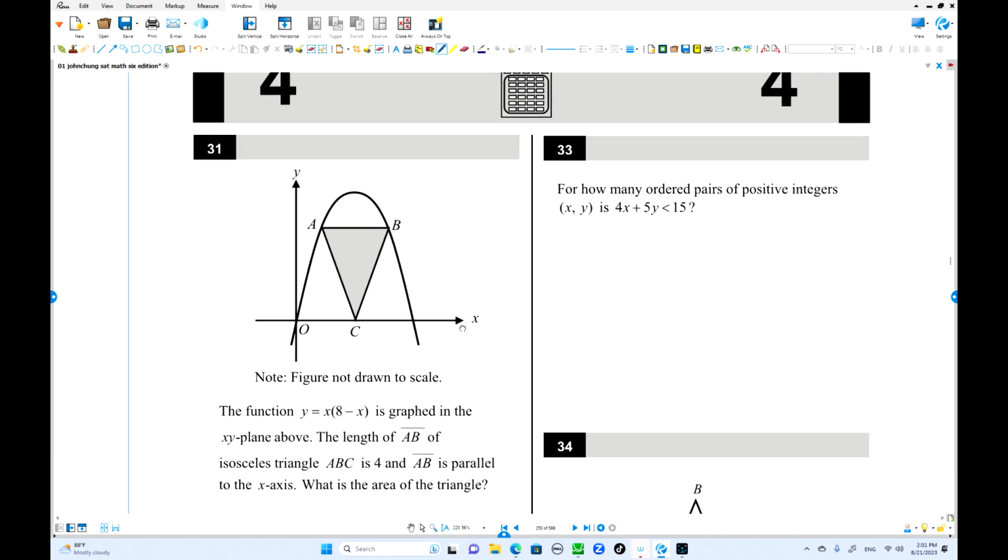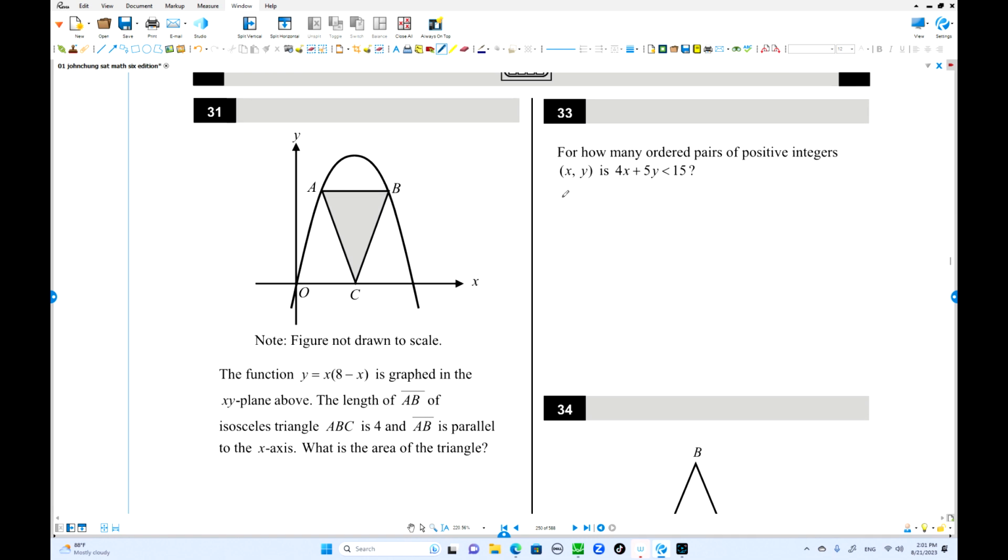Over here, number 31. So we have a quadratic, y equals x times 8 minus x. This is 0, this is 8. The length of this isosceles triangle ABC is 4. The length of this is 4. That's equal, right? So in the middle, this is actually the axis of symmetry. So the other side is 2, this side also 2. Okay? This is the midpoint. This is what, 4, isn't it?